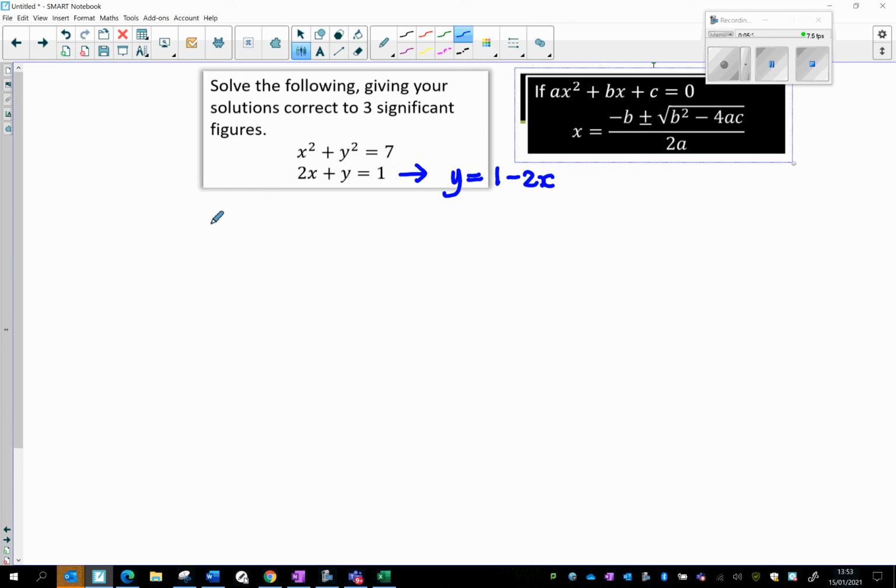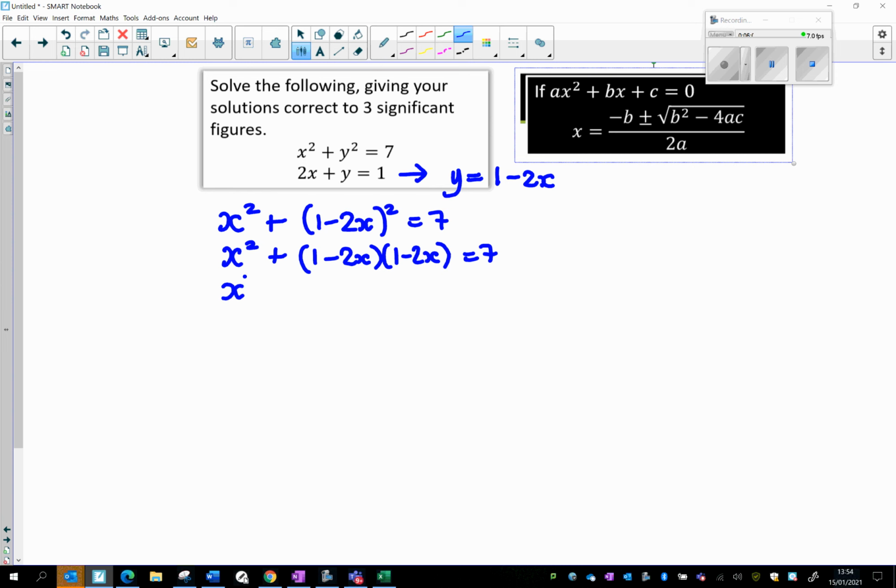Right, substitute that back into the first equation, and I've got x squared plus (1 minus 2x) squared is equal to 7. Again, removing the brackets, I've got x squared plus, so write the bracket first, twice rather, (1 minus 2x)(1 minus 2x) is equal to 7. Now remove the brackets there, so x squared plus, just using FOIL, 1 times 1 is 1. I've got a minus 2x and another minus 2x, and then a plus 4x squared, and that's equal to 7.